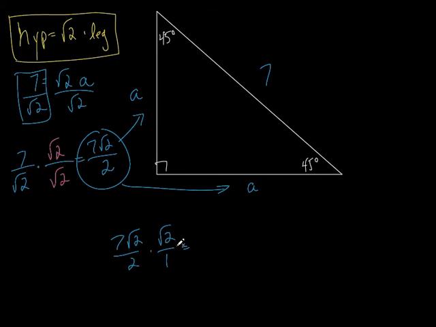Let's see if it does. Yep. What's square root of 2 times square root of 2? It's 2. 7 times 2 over 2. Cancel out. Yep, sure enough, it does equal 7. So it works, doesn't it? Isn't that cool?